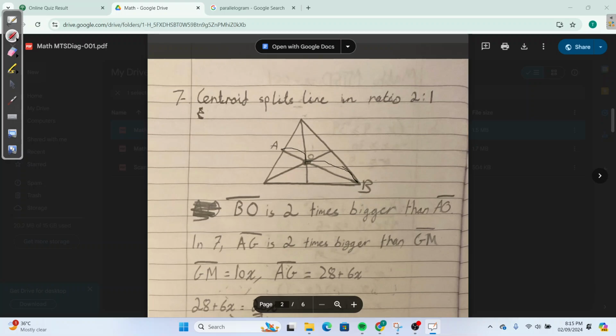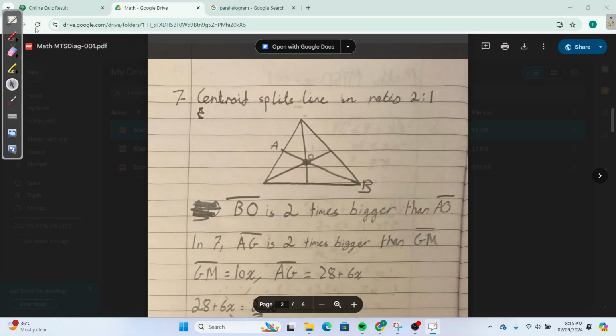The smaller line is half of the bigger line, but an easier way to phrase it so you can understand is that the bigger line is 2 times bigger than the smaller line, which I wrote here. For example, I wrote A, B, and the centroid would be O. BO is 2 times bigger than AO, which is what the ratio 2 to 1 means. Or you could also say AO is half of BO.